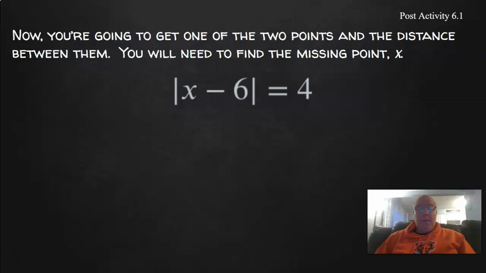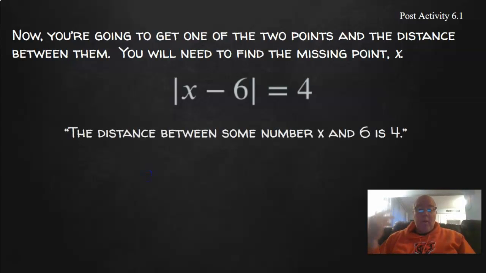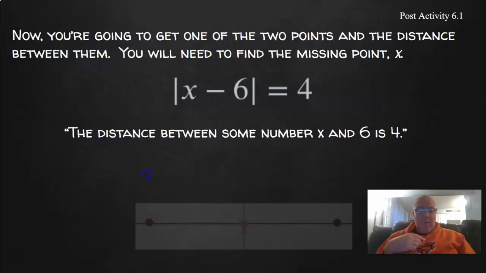So here we have an absolute value equation that says the absolute value of x minus 6 equals 4. But what we can translate that to, and this is the important part, is that you write down this translation and you understand what this translation means. What it means is the distance between some number x and 6 is equal to 4 units. Okay, make sense of that statement and make sense of how that statement is connected to the absolute value equation before you go any further in this video. If you need to pause it, you can pause it.